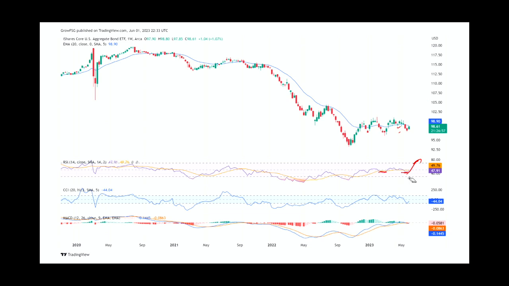The bottom line is we're in this channel, and we could easily just hit the bottom of it, come back up, hit the top of it, and come back down. So we'll have to see. Nothing's really set in stone until we get above this high or below that low.